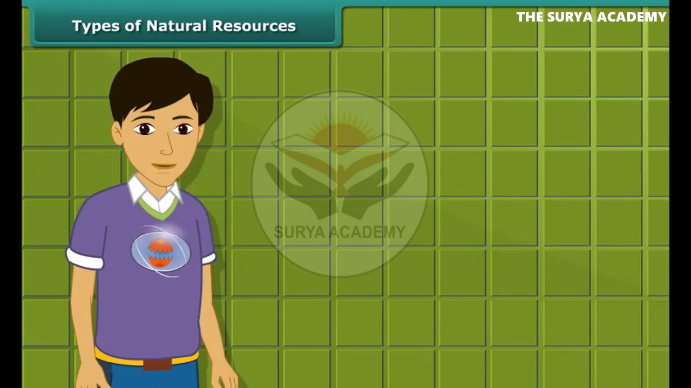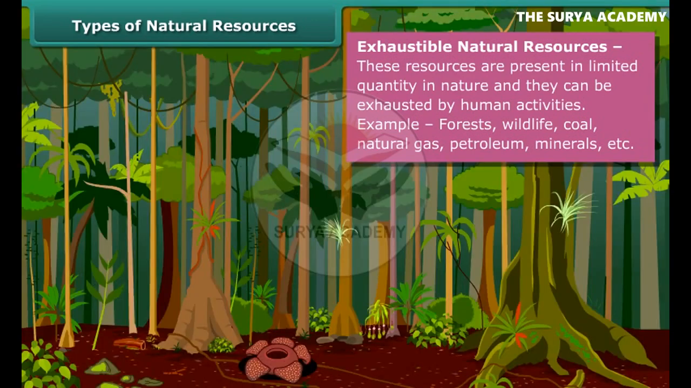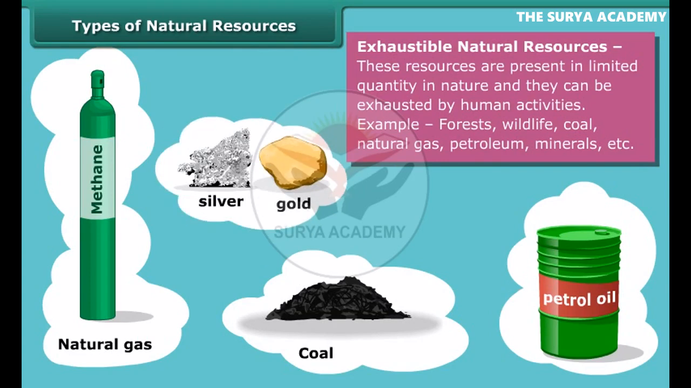On the other side, the amount of exhaustible resources is limited and they can be exhausted by human activities and consumption. Forests, wildlife, coal, natural gas, petroleum, and minerals are examples of these resources.